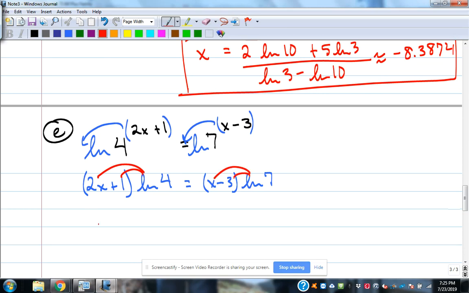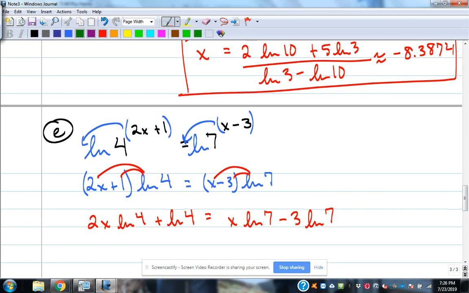That's 2x natural log of 4 plus natural log of 4. That was nice. And then this is x natural log of 7 minus 3 natural log of 7. Okay, now we start putting like terms on the same side. So we need all the x stuff on one side and all the non-x stuff on the other side.